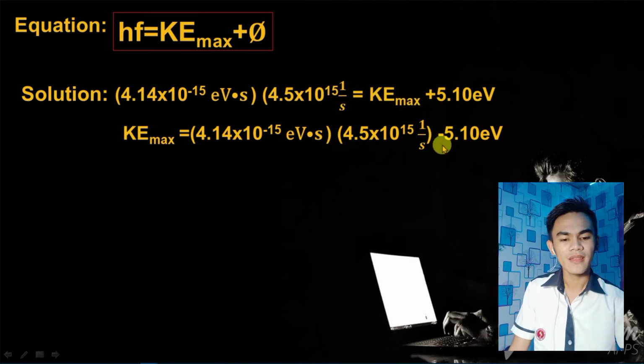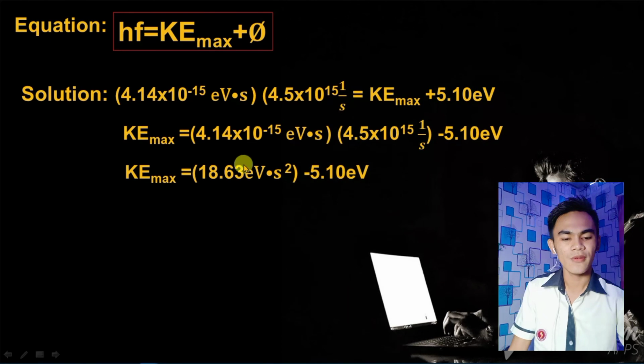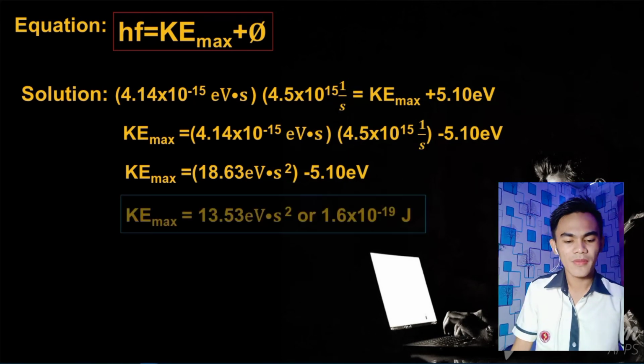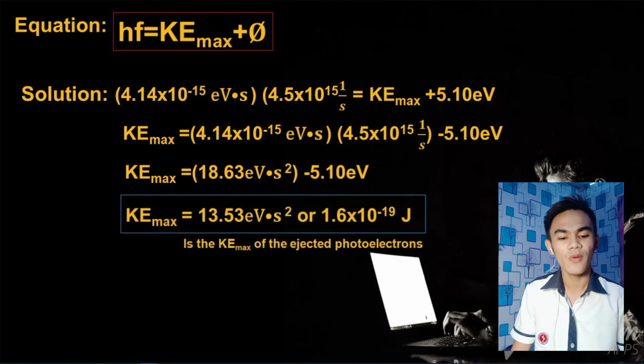Now 4.14 times 10 raised to the power of negative 15 electron volt seconds times 4.5 times 10 raised to the power of positive 15, 1 over second, is equal to 18.63 electron volts, and minus 5.10 electron volts, so it becomes 13.53 electron volts, or 1.6 times 10 raised to the power of negative 19 joules. So that is our maximum kinetic energy of the ejected photoelectrons.